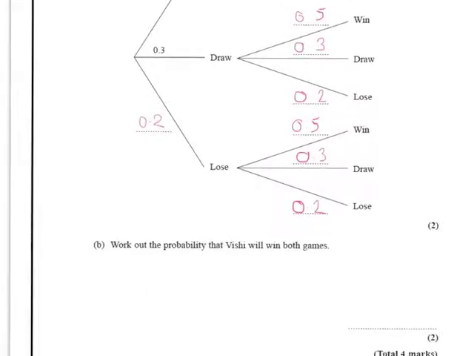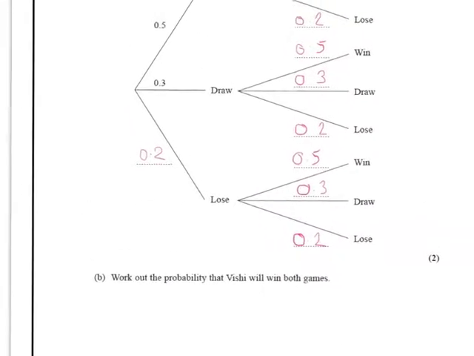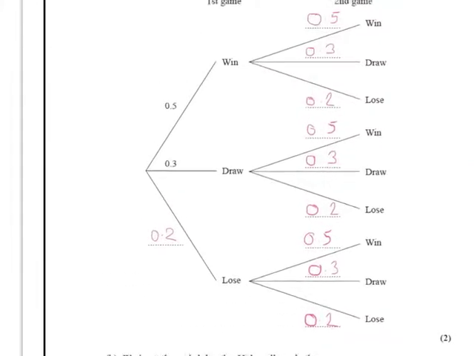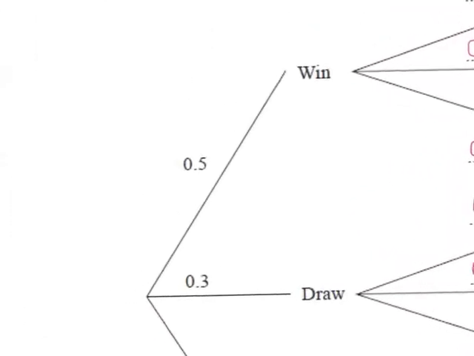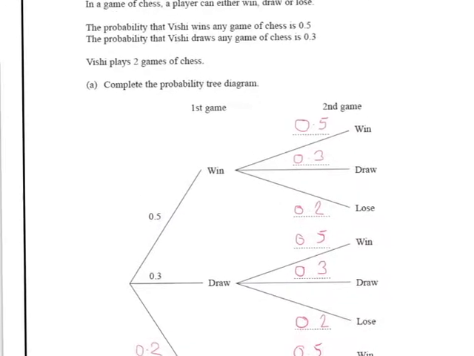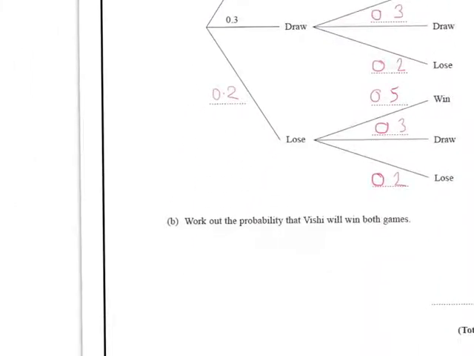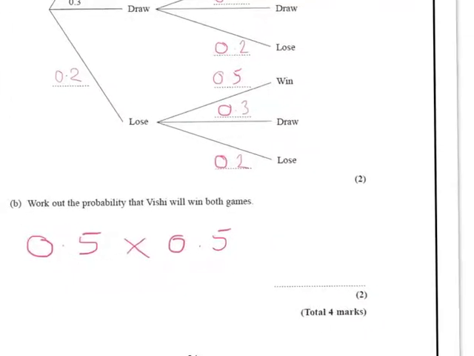Okay, the probability that Vichy will win both games, well, we have to think about what happened in the first game. Probability of Vichy winning in the first game is 0.5, as we see in the middle there, and the probability to win the second game is 0.5 as well. So we're going to write those two probabilities down, 0.5 and 0.5, and then to find the probability of one happening and then another, we are going to multiply those two numbers together. Okay, 0.5 times 0.5 is 0.25. Okay, and that's the other 2 marks.